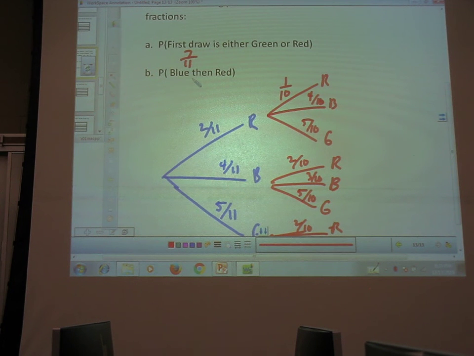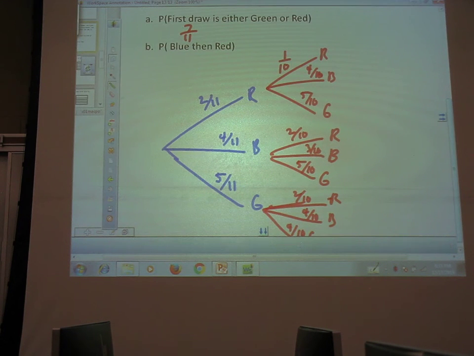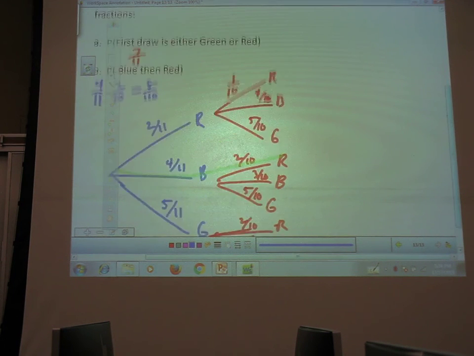So and means we multiply. We're going to follow along our path here. Blue, then red means we go along there. And again, as you go along the path along these trees, you're going to multiply them. So 4 out of 11 times 2 out of 10. So 8 out of 110, and you can just leave it. You don't have to reduce it. That's fine. Okay, cool. And then your other question was, what was it?